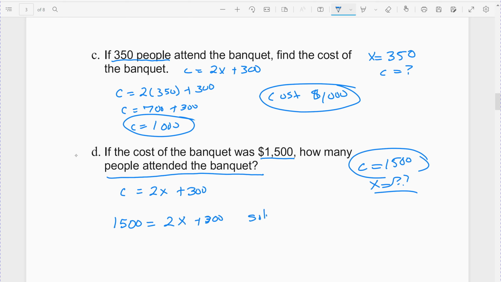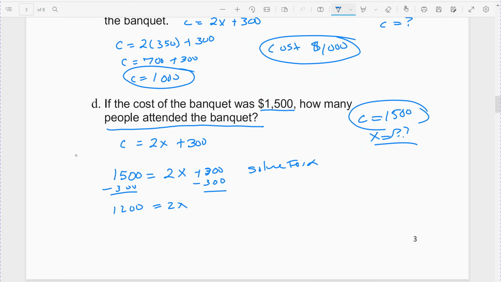And so we're going to solve for x. This requires a bit of algebra. So the first thing you do is you move the 300 by subtracting it from the other side. And so this comes out 1,200 equals 2x. Get rid of the times 2 by dividing by the 2. And so we get 600 equals x. So this means 600 people attended.